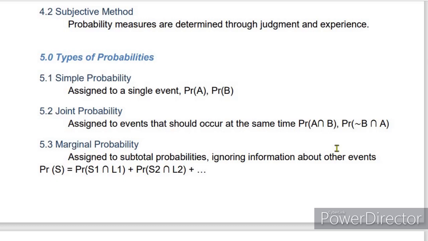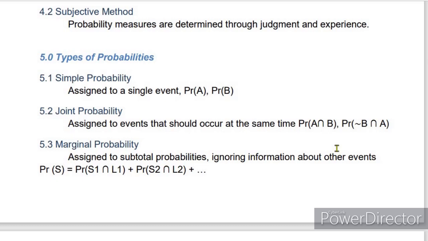5.2, joint probability, assigned to events that should occur at the same time. Okay, if they occur at the same time, they are joint probability. So denoted by probability of random variable A intersection B, or the probability of random variable complement B intersection A.